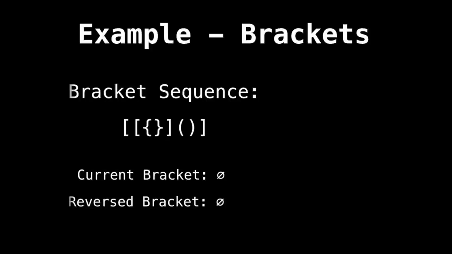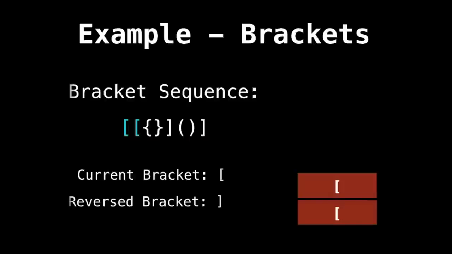Okay, in this first example, consider the following bracket sequence. As we are processing the string from left to right, I will be displaying the current bracket and the associated reversed bracket. So let's begin. For every left bracket we encounter, we simply push those on the stack. So this is a left square bracket that I've highlighted in light blue. So we push this one on the stack. Same goes for the next left square bracket and for this left curly bracket.